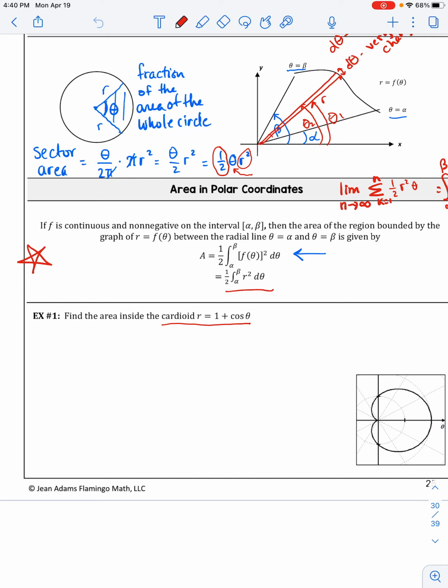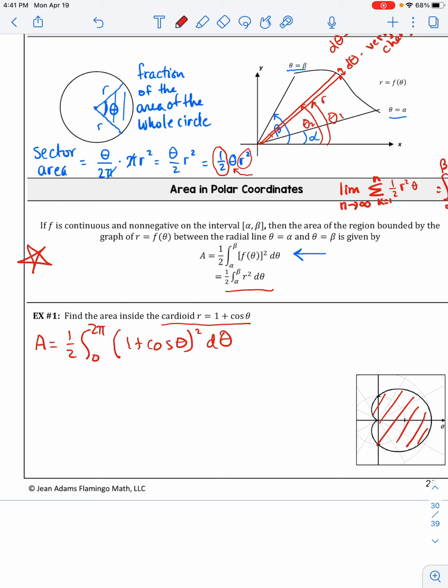R equals 1 plus the cosine of theta. Now, one thing you could also do is find the area of half of it and then multiply it by 2. But what I decided to do this time is just do the 1/2 integral from 0 to 2 pi, because I know it's going to take me from 0 to 2 pi to do all of this. I'm going to integrate from 0 to 2 pi, and that is fine. And this is our r squared d theta.